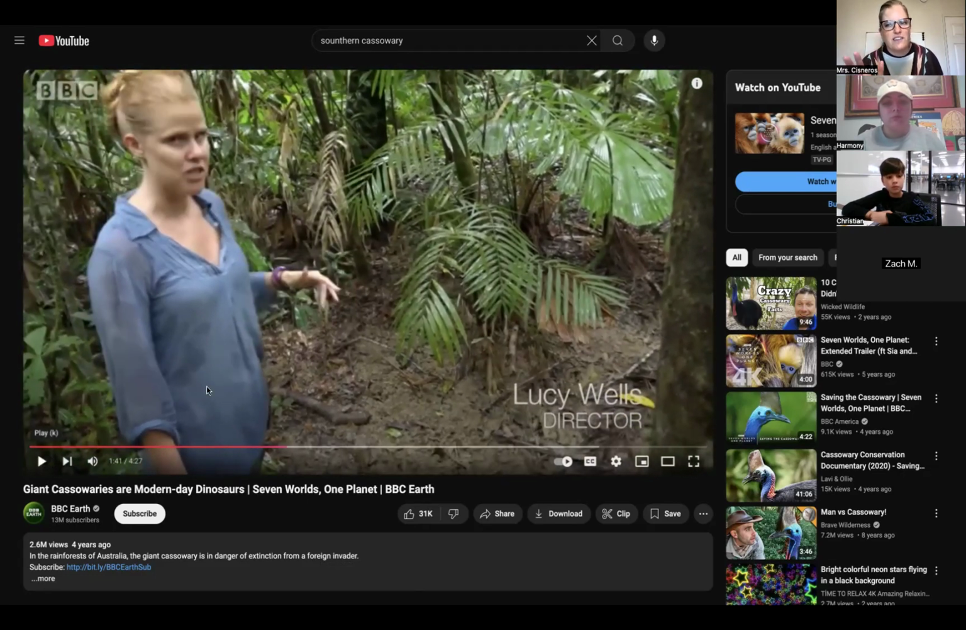I'm going to pause it right there. So she's basically explaining they're trying to catch these cassowary birds on camera, but they're finding more and more feral pigs. So they're going to say that because of the population of the pigs, they're attacking the cassowaries. But man, they look like dinosaurs, huh? That's what I thought when I first saw that. Big old horn thing on their head.